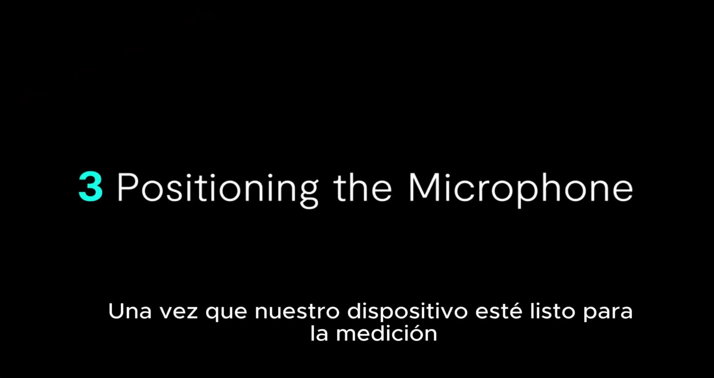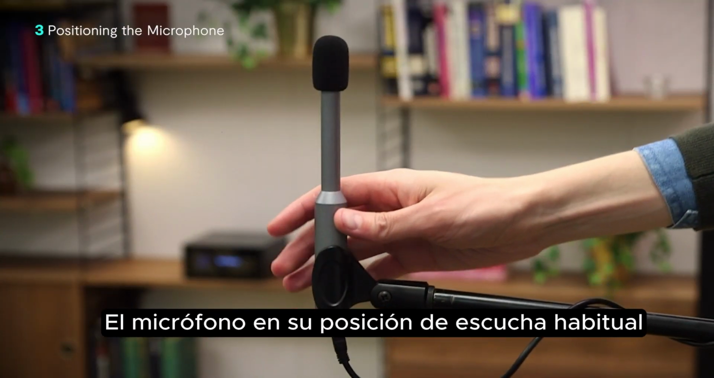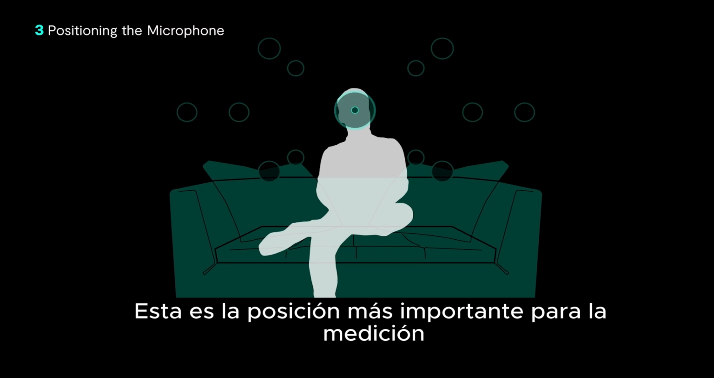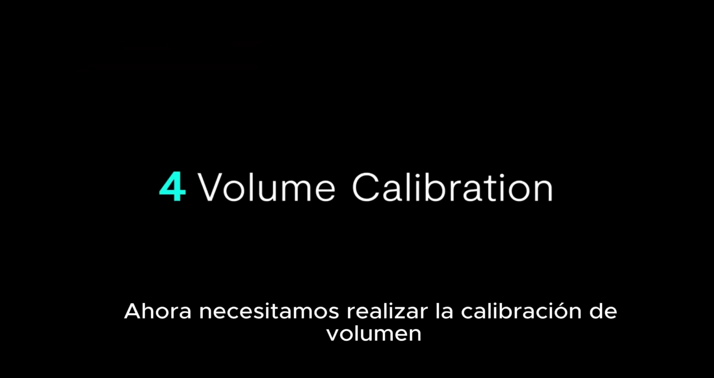Once our device is ready for measurement, we can get our microphone ready too. It is important that you place the microphone in your usual listening position for the first measurement. This is the most important position for measurement. Now we need to perform volume calibration.